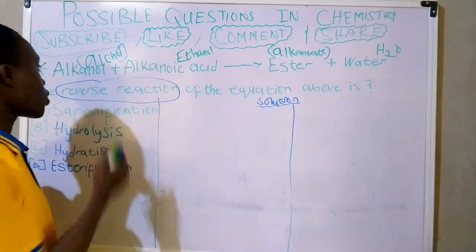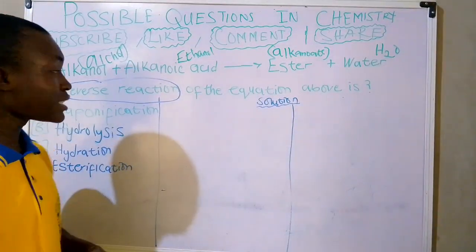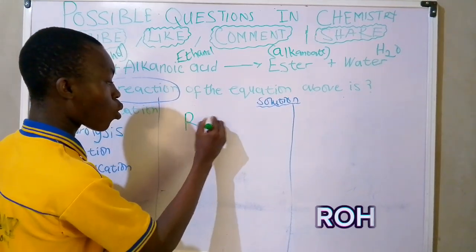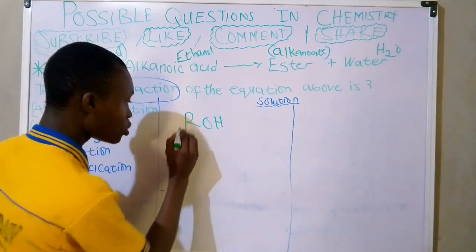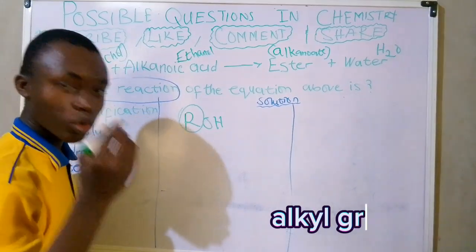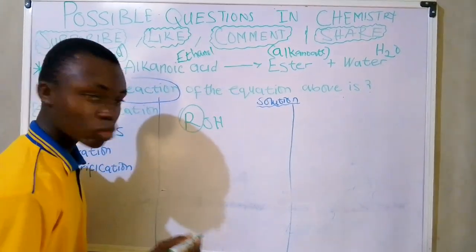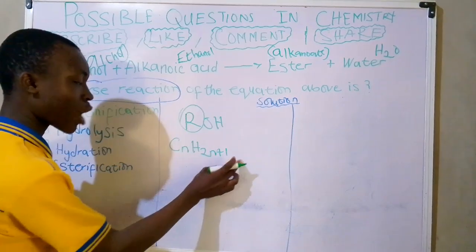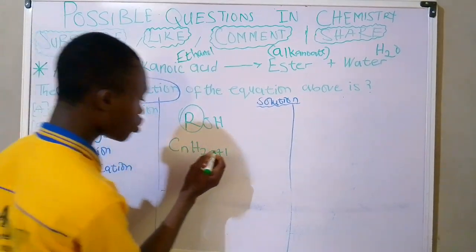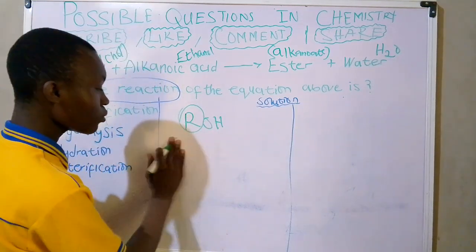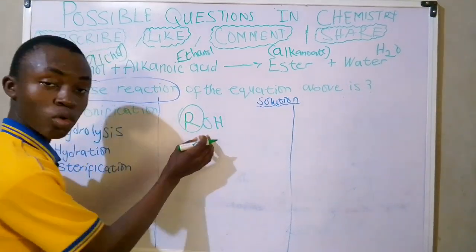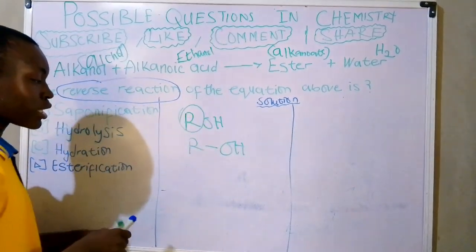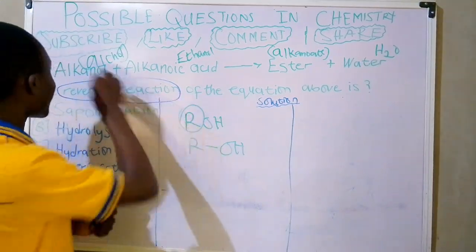Let's move to alkanol. Alkanol has the functional group ROH. It should be noted that this R is an alkyl group. An alkyl group has the formula CnH2n+1. You can see this is an alkyl group. Now R is bonded to OH. That should be noted. This is simply the bond in an alkanol.